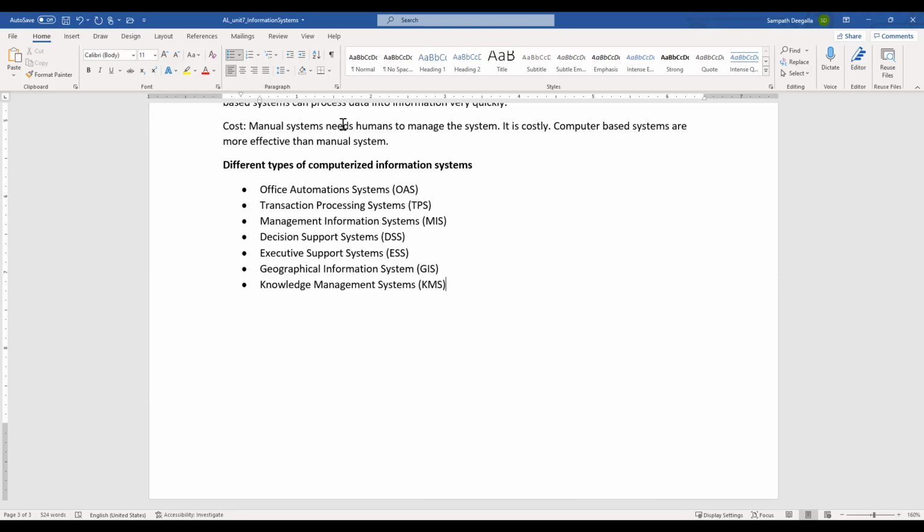Then we have content management systems, CMS. If you take eTaxala, for example, it's a content management system, right? There is a lot of content there and you can manage it. You can add, you can remove, you can edit information. So that is what we call a content management system. Then enterprise.